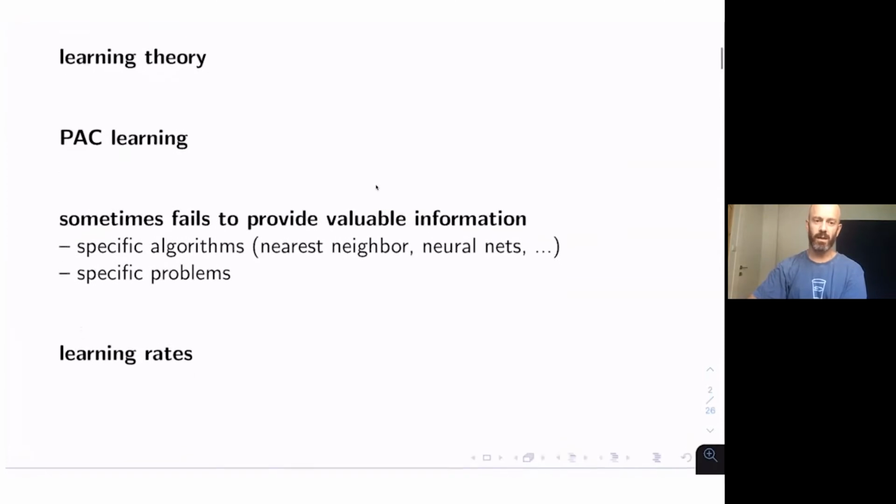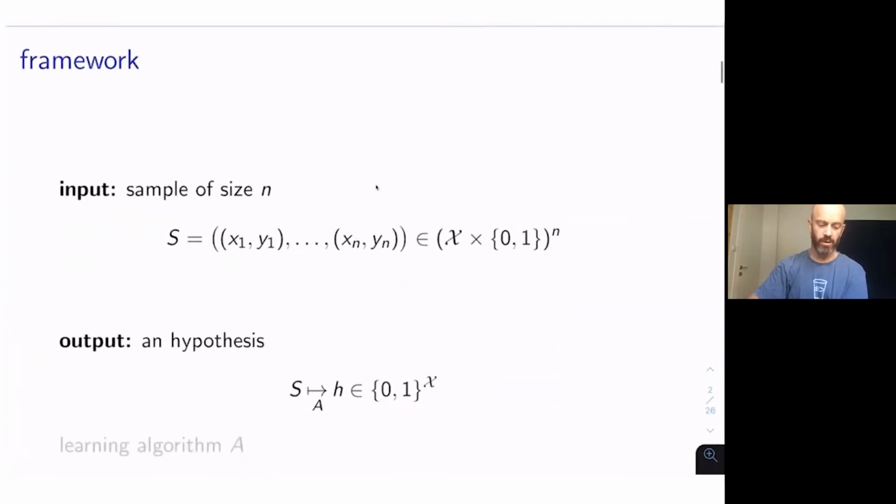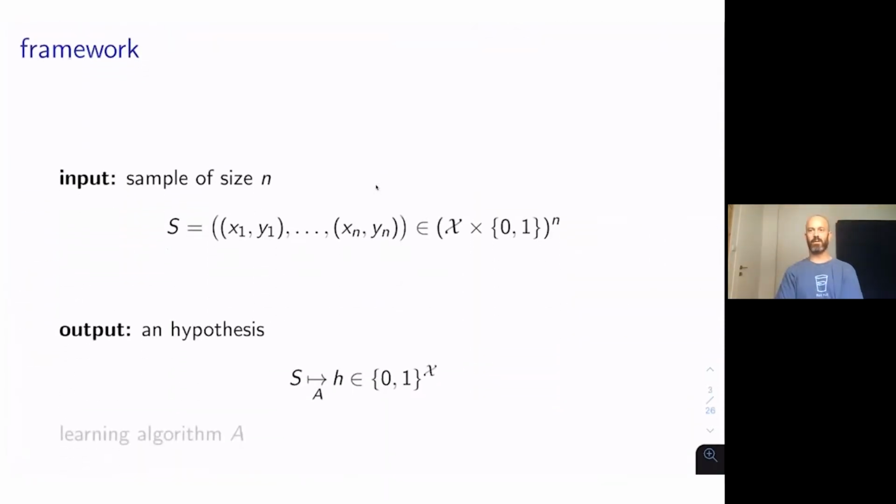So I'm going to start with an introduction to machine learning. What is the framework? So the very high-level framework of machine learning, of statistical learning theory, is that we get some data and we want to have some machine, some algorithm that produces predictions for the future.